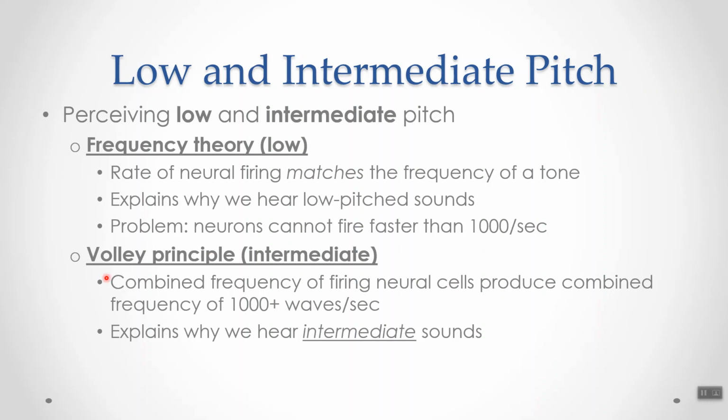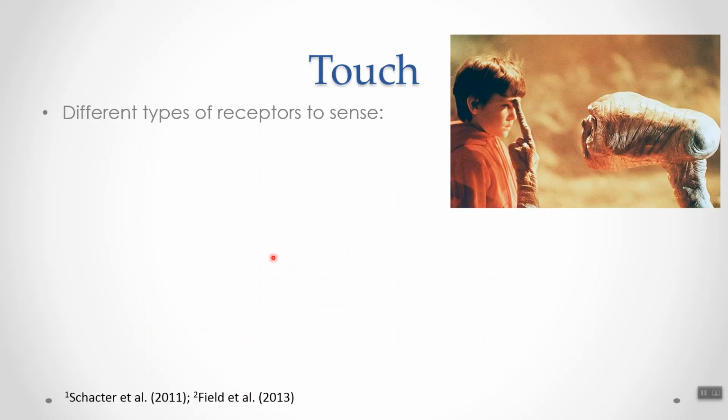So this volley principle is more about us hearing intermediate sounds. Frequency theory is very similar to it, right? It's just the difference between thinking about the combined frequency of the firing neuron cells versus just them firing at least 1,000 times per second or less. Okay, so we're done with hearing. Now let's get to a couple of other senses. Let's first start with touch.